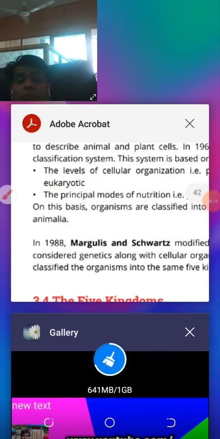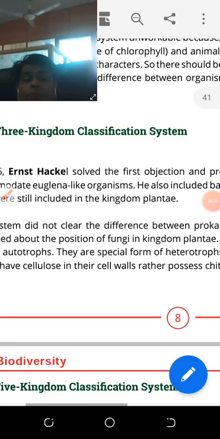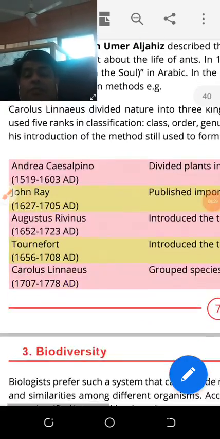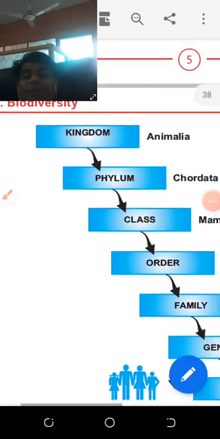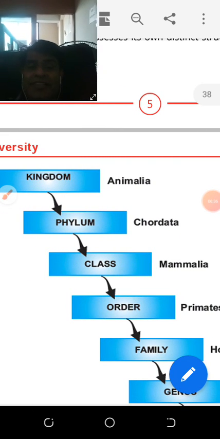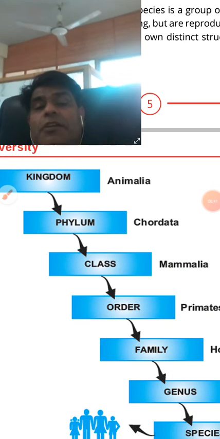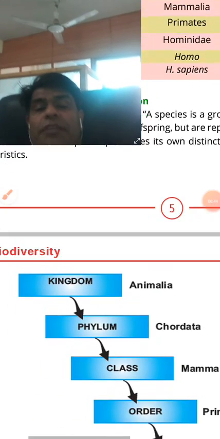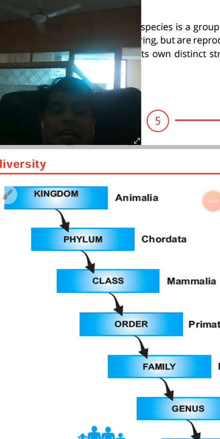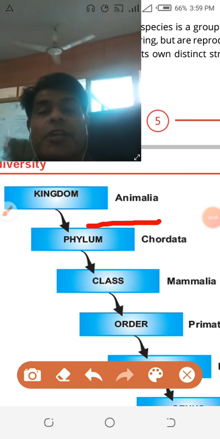We'll go back now to the actual naming and classification of the human body. We are going to study how human beings are classified and what the basic taxa are. Taxa is the plural of taxon, for the animals and the plants. So now you will see that you are watching kingdom Animalia. Yes, kingdom Animalia means human beings belong to kingdom Animalia.